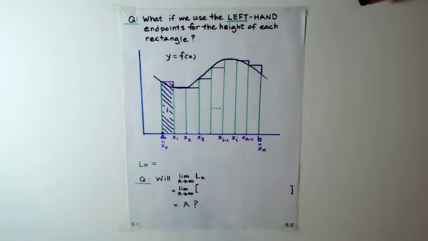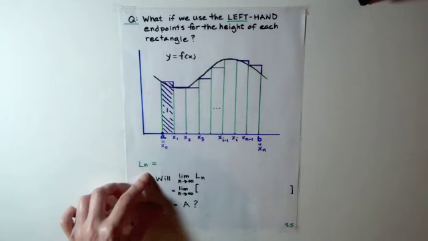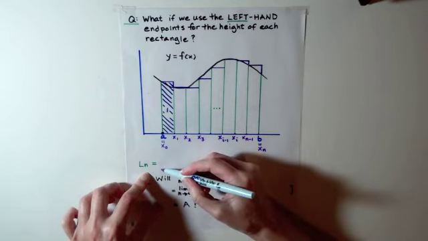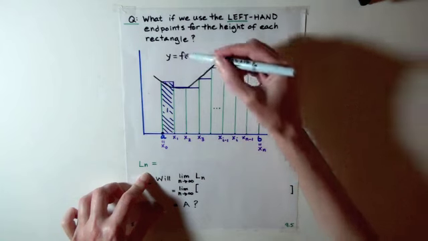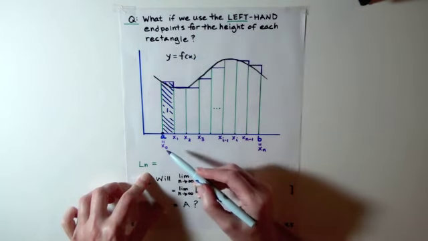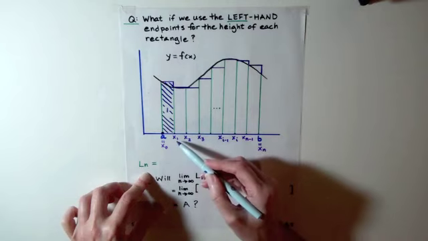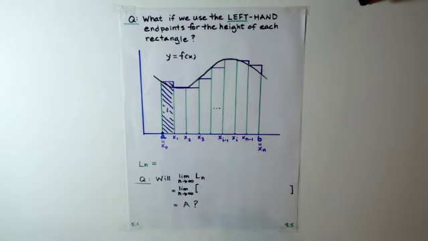Well, what I would like you to do is to try to write out L sub n just the way we did R sub n two pages back, and see if you can write out what that sum would be in terms of the function f of x and in terms of our subdivision x values, x0, x1, x2, and so on. So pause the video, give that a try, and if you get stuck, we'll go through it together when you restart.